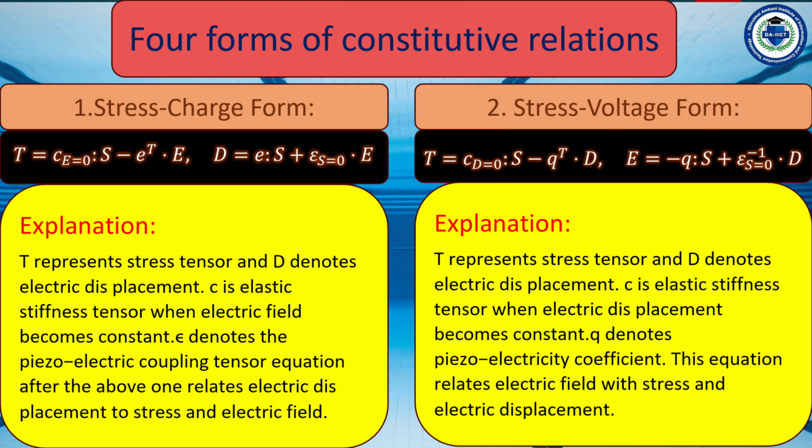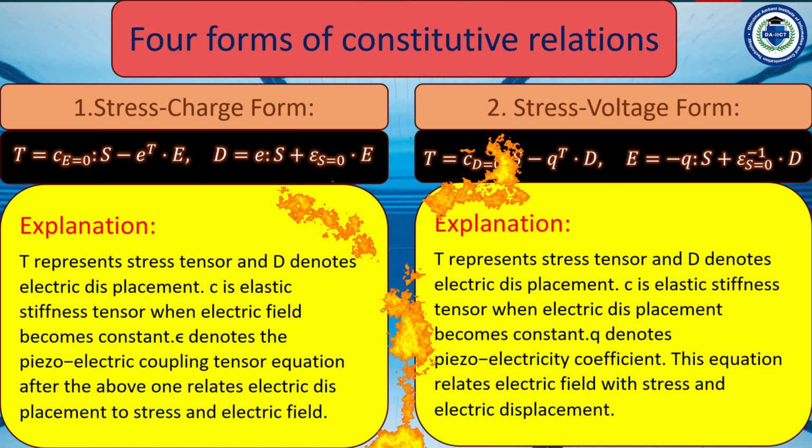2. Stress-voltage form. Explanation. T represents the stress tensor and D denotes electric displacement. c is the elastic stiffness tensor when the electric displacement is constant. q denotes the piezoelectric coefficient. This equation relates electric field with stress and electric displacement.